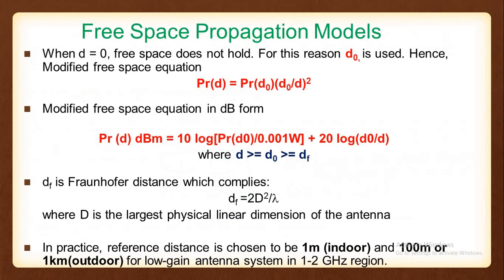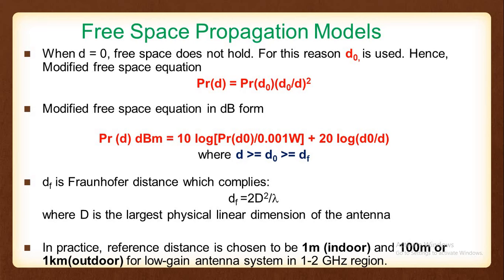Okay. So this is the Fraunhofer distance. So DF has already been mentioned over here. In practice, as you can see, the reference distance is chosen as 1 meter for indoor and 100 meters or 1 kilometer for outdoor measurement. So you can see the measurement also varies. Where you are making a measurement, whether it's an indoor measurement or an outdoor environment, the reference distance will vary. Okay. So that is the basic idea behind free space.